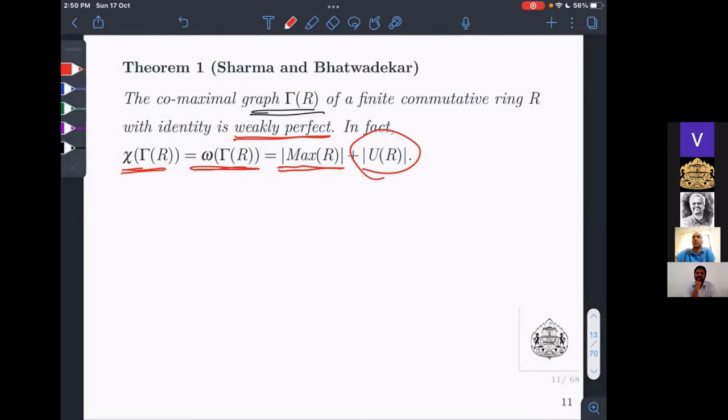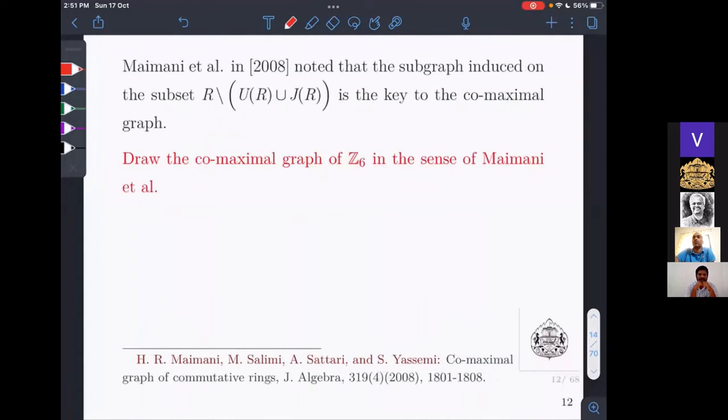This paper appeared in the Journal of Algebra, a very top rated journal in the field, and it talks about the cardinality of Max, of course. Now, this is the main result we have right now for co-maximal graphs.